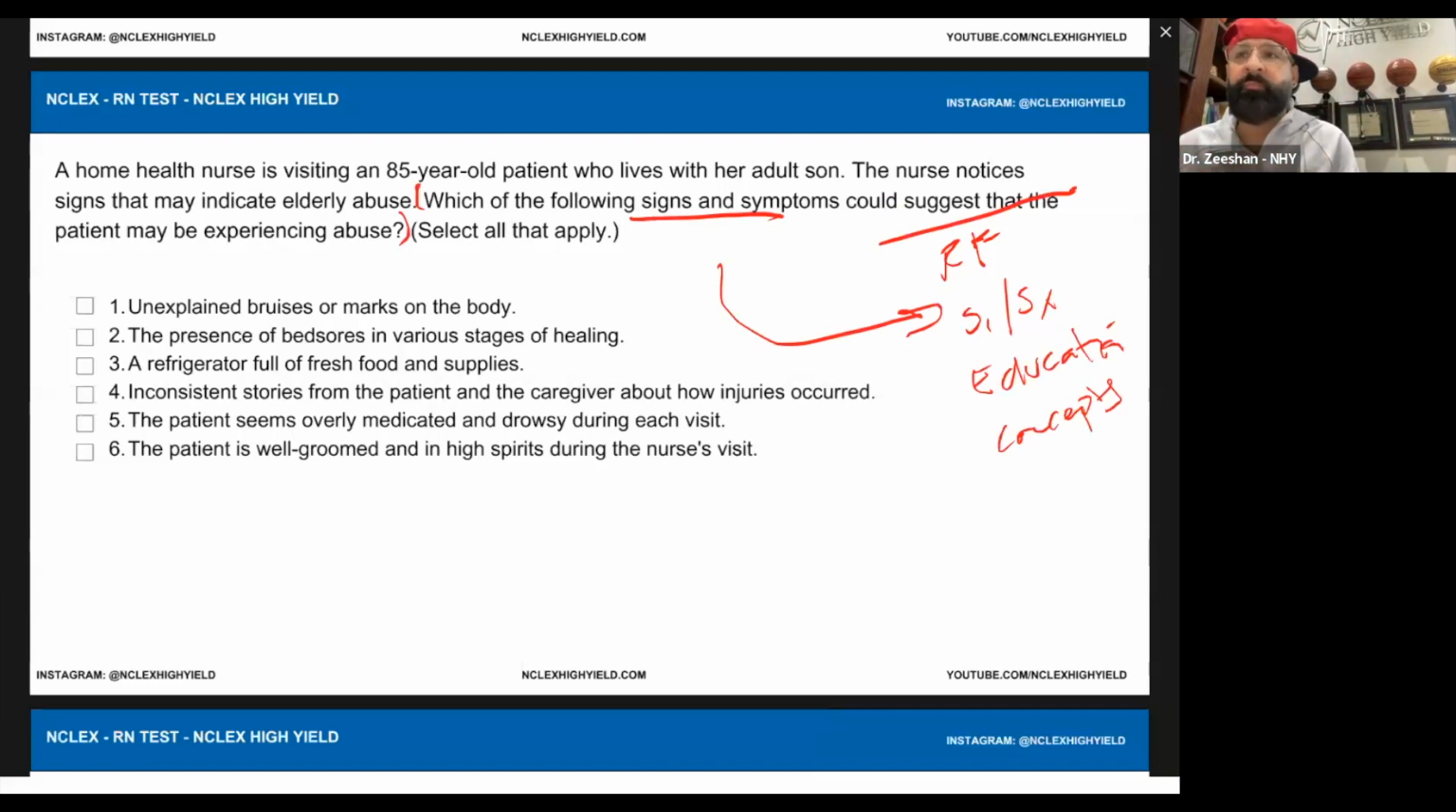Another abuse question, right? With abuse, again, we're so adamant because of what's been happening, or what happened, or what is continuing to happen, or what we're worried about. So we got a home health nurse visiting an 85-year-old patient who lives with their adult son. The nurse notices signs that may indicate elderly abuse. So what are we looking for here? Signs and symptoms of elderly abuse. So not just regular abuse, but elderly abuse, right?